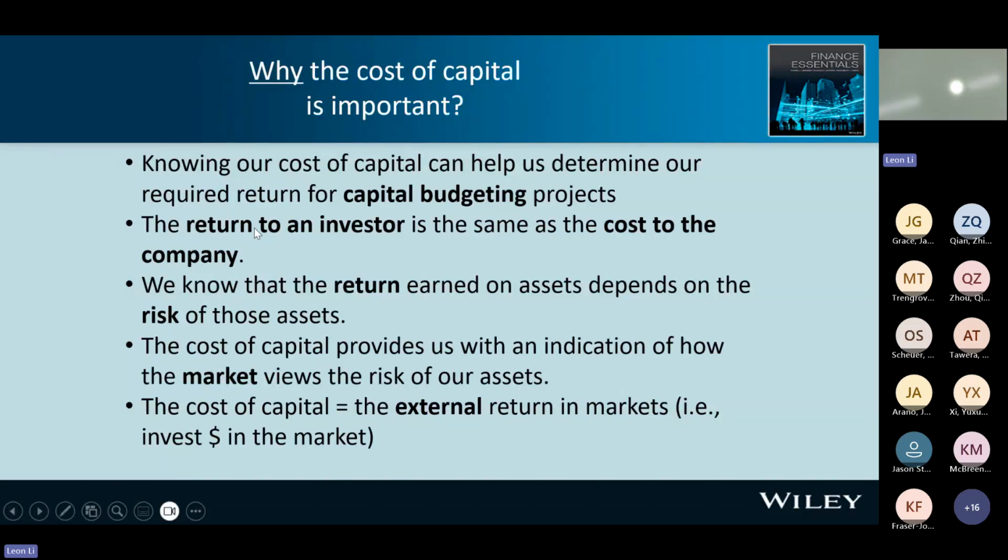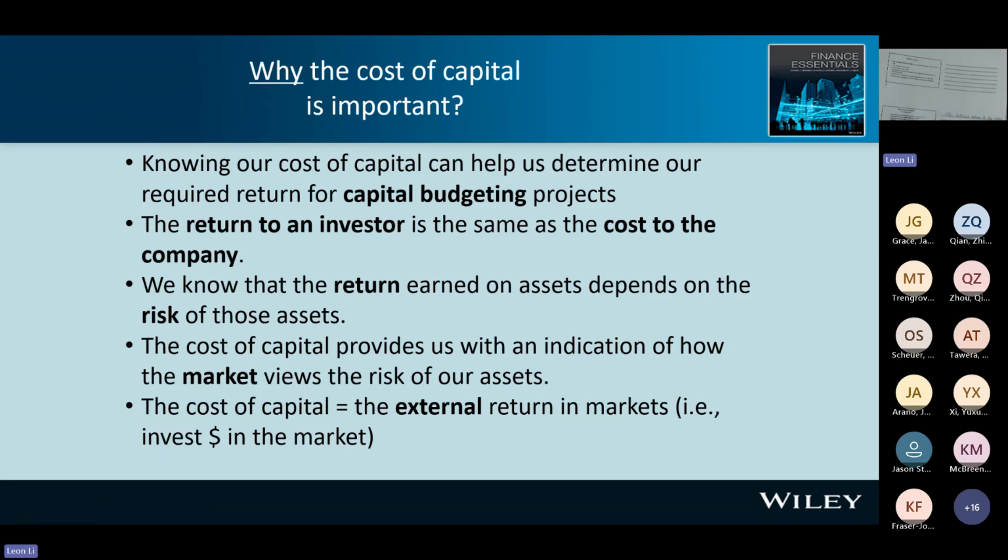And when I see the return, I know another variable, risk. Return and risk go together. So we know that return earned on an asset depends on the risk of that asset. The cost of capital provides us an indication of how the market views the risk of our asset. To calculate the cost of capital, we use market data. So the cost of capital is the external return in the market. That means if you invest the money in the market, the return you can receive. This is the cost of capital.